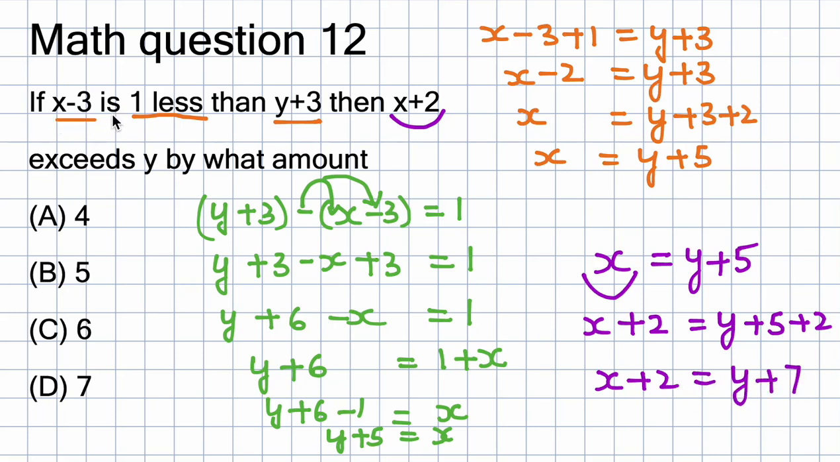So if x minus 3 is 1 less than y plus 3, this first statement is helping me to derive a relation between x and y, and then x plus 2 exceeds y by what amount? This is our question. So x plus 2 exceeds y by 7. That is our answer. So D option is the correct answer.